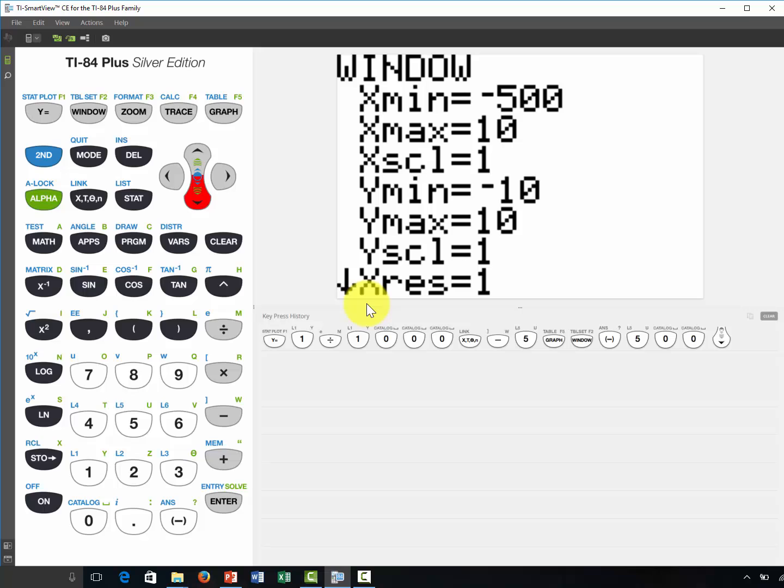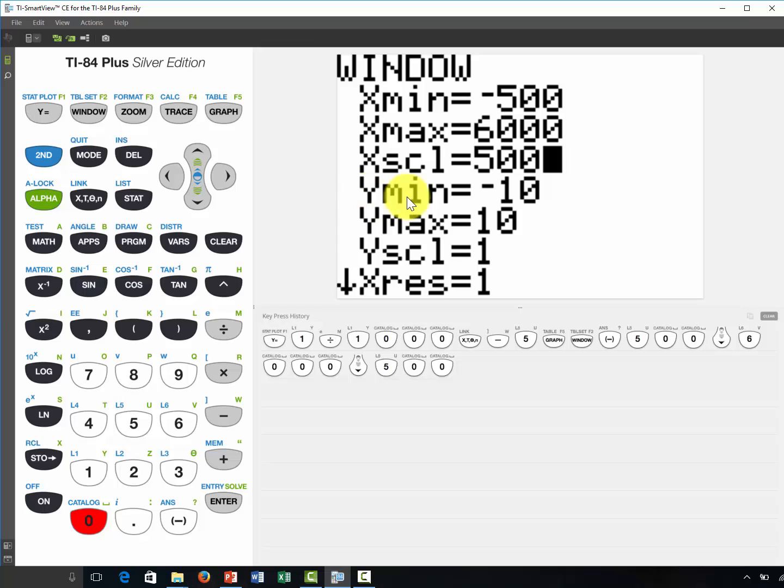So for the x-max, our x-intercept's 5,000. I'm going to go 2 tick marks beyond that. I'm going to let x-max be 6,000. And again, my x-scale is going to be 500. Because this distance is 6,500, I'm counting by 500. I'll be able to see the tick marks clearly.